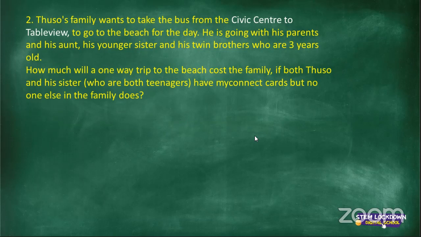He's going with his parents and his aunt, his younger sister and his twin brothers who are 3 years old. So that's a lot of people, ne? Parents meaning there are 2 people there. He is taking the two parents, the mother and father. He's taking the aunt. He's taking his younger sister and the twin brothers who are 3 years old.